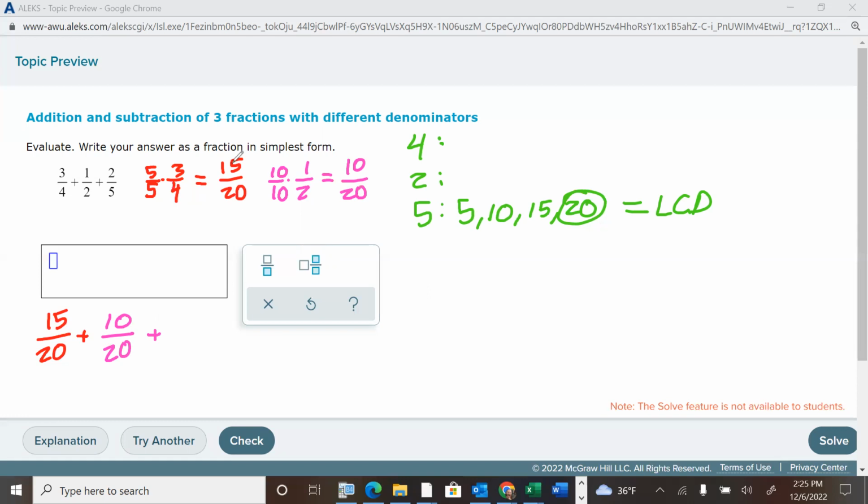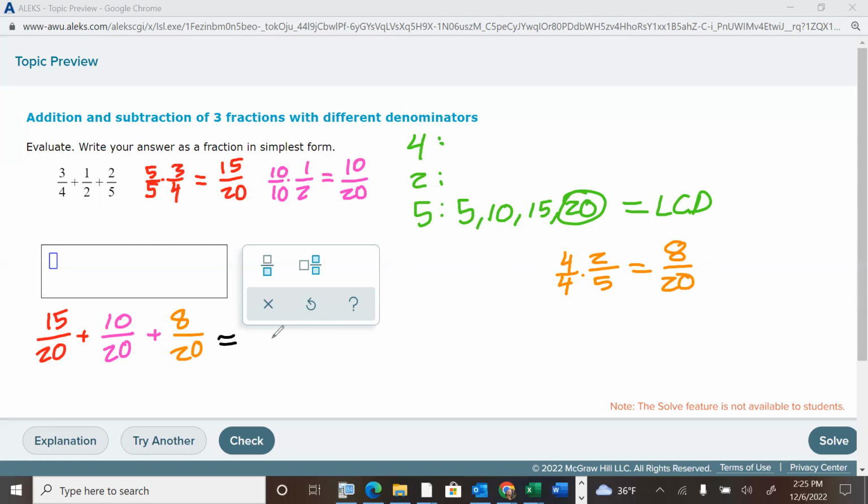Now it's time for my last one. Okay, so the last one is 2/5. All right, so 2/5. What do I multiply the denominator by to get the LCD? 4. And 4 times 2 is 8. And 4 times 5 is 20. And I get 8/20.